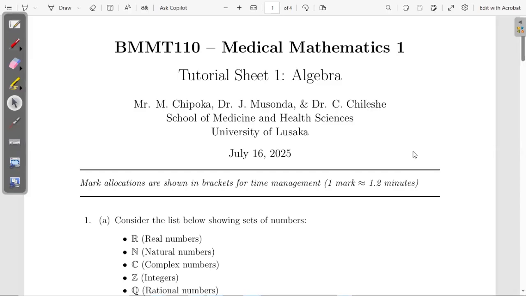By now, I'm sure most of you have started solving questions from tutorial sheet 1, right? If you haven't started, please start, because this is just tutorial sheet 1. There will be tutorial sheets 2, 3, 4, all the way up to tutorial sheet 8. So you better start working if you haven't yet started solving these questions.